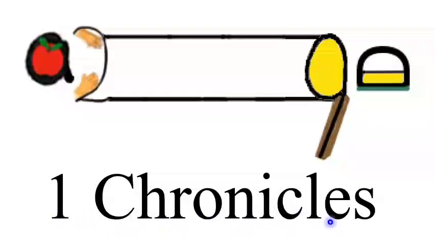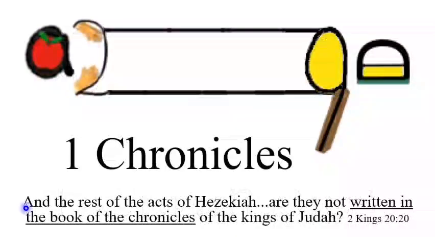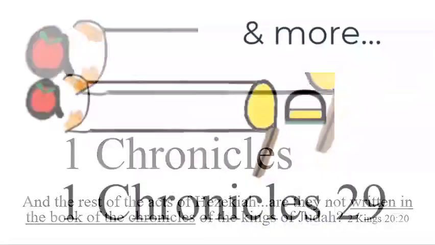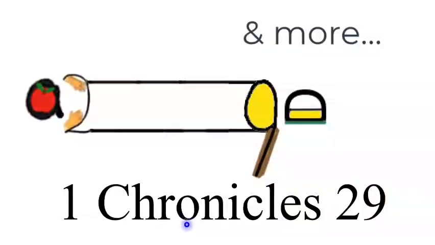The icon for 1 Chronicles is one scroll, and the rest of the acts of Hezekiah. Are they not written in the book of the Chronicles of the kings of Judah? The Chronicles were written on scrolls. To remember, there are 29 chapters in 1 Chronicles. The ends of the scroll are made into a 2 and a 9.